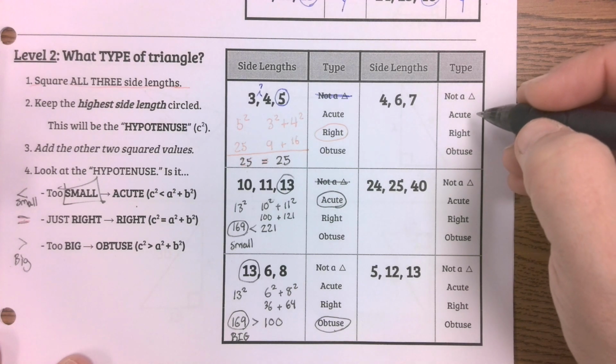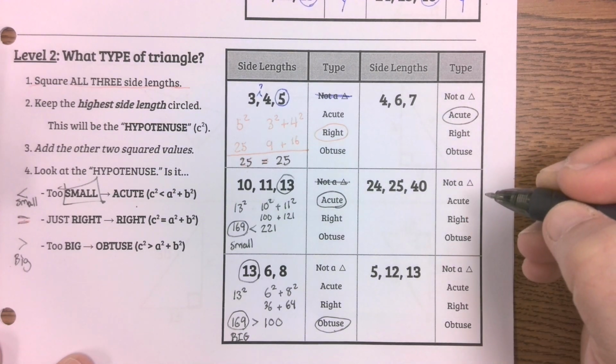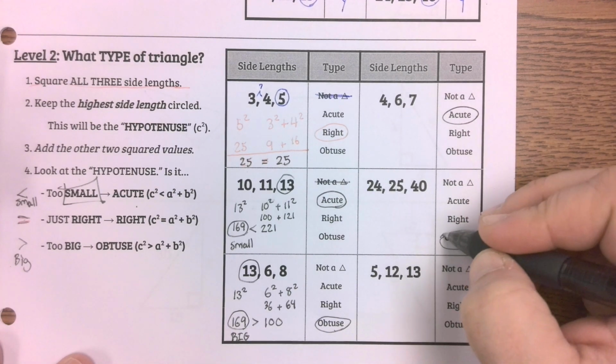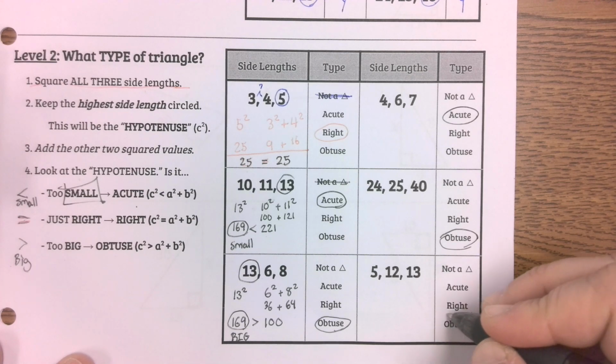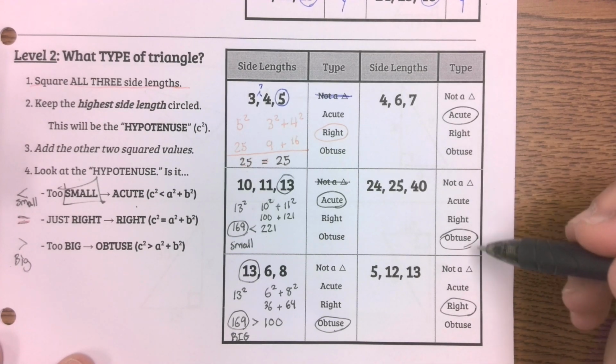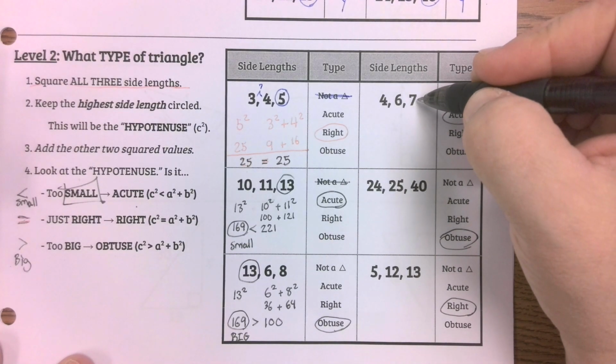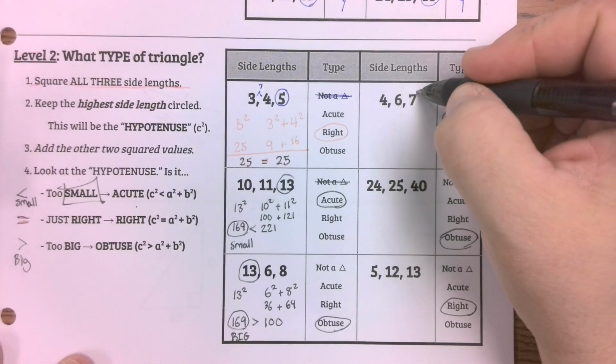Okay, so you should have gotten acute, obtuse, and right. Acute, obtuse, and right. Remember, you should be checking to see if it's not a triangle.